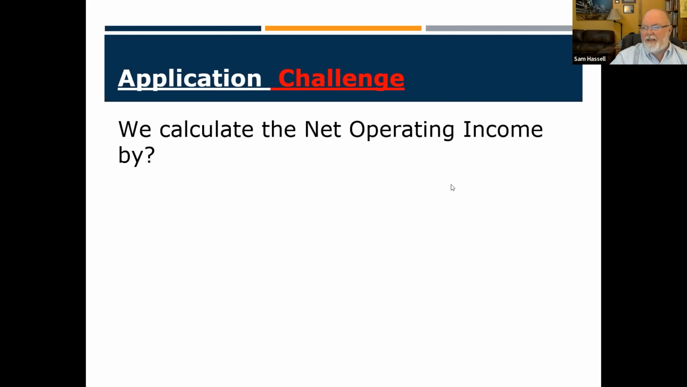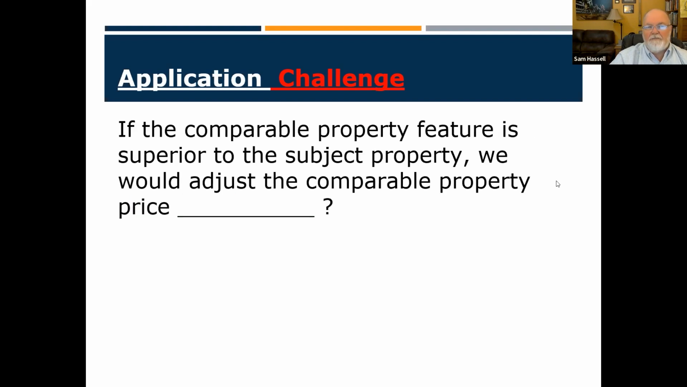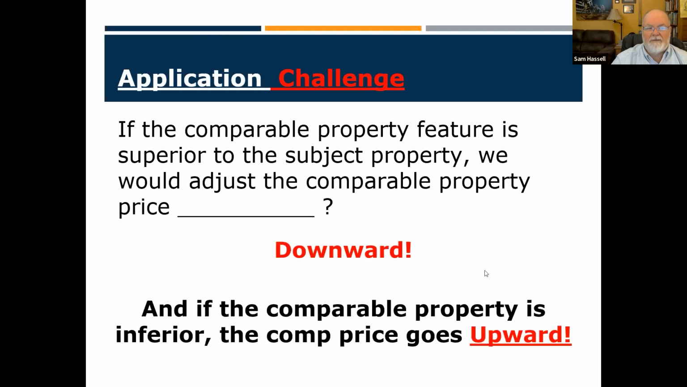We calculate net operating income by effective gross income minus operating expenses. That's going to give us our net operating income. If the comparable property feature is superior to the subject property, we would adjust the comparable property which way? Upward or downward? If the comp is better than us, we're going to take it downward, right? And if it's not as good as ours, we're going to go upward, right?